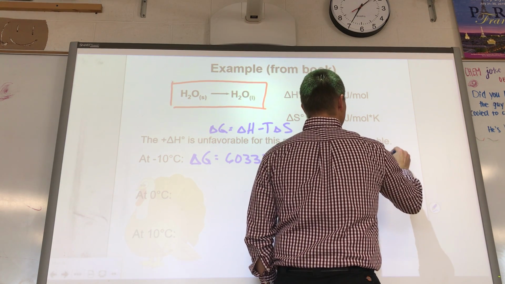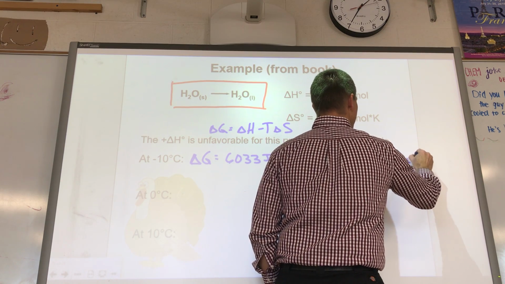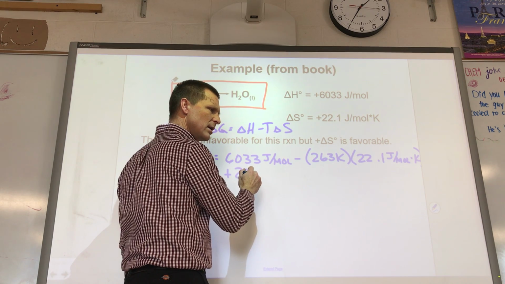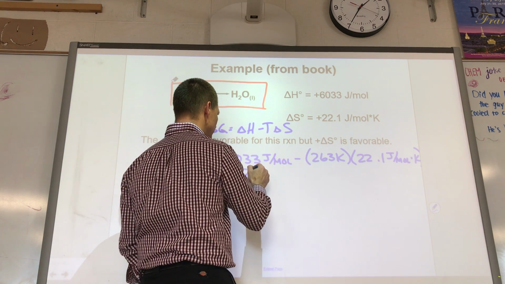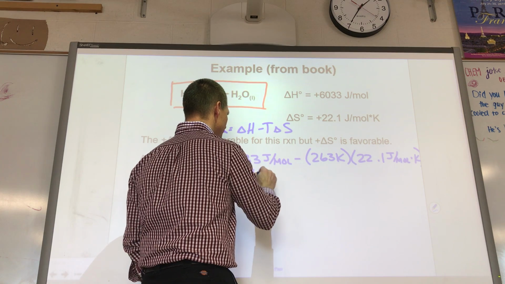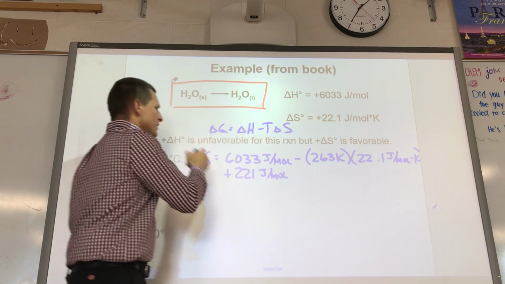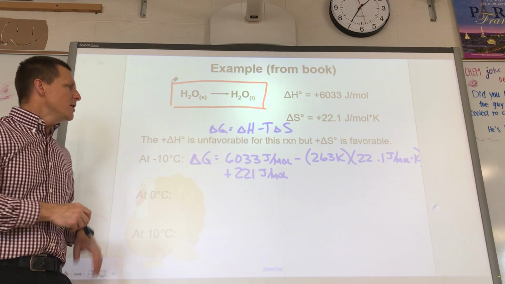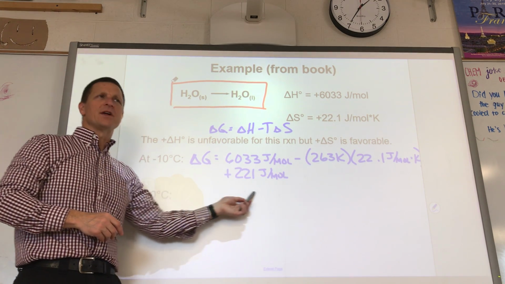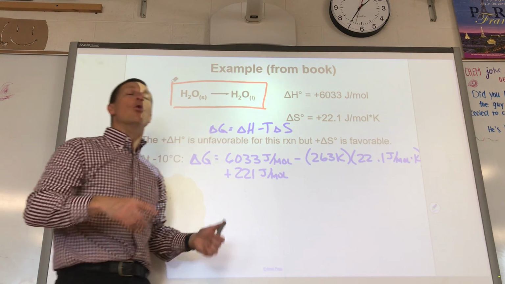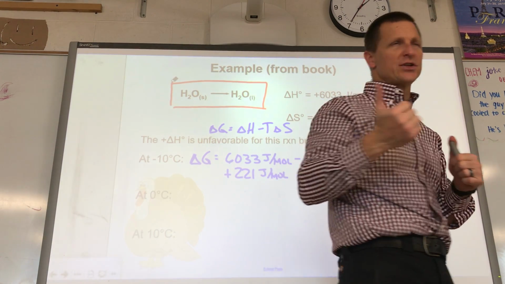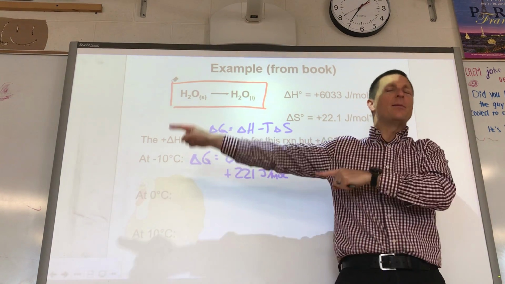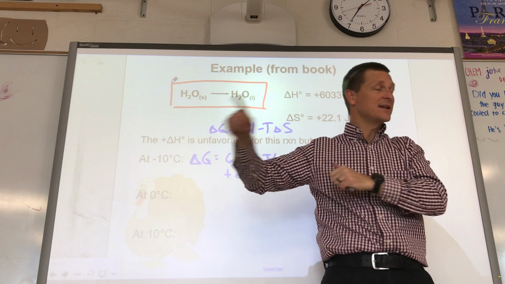The result is positive 221, about 220.7, so let's just call it 221. The delta G is positive 221 joules per mole. What do you know about a positive delta G value? It's not spontaneous. What do you know about the opposite direction of the reaction if the delta G is positive? If it's not spontaneous in this direction, what does that mean about the other direction? It is spontaneous, for sure.